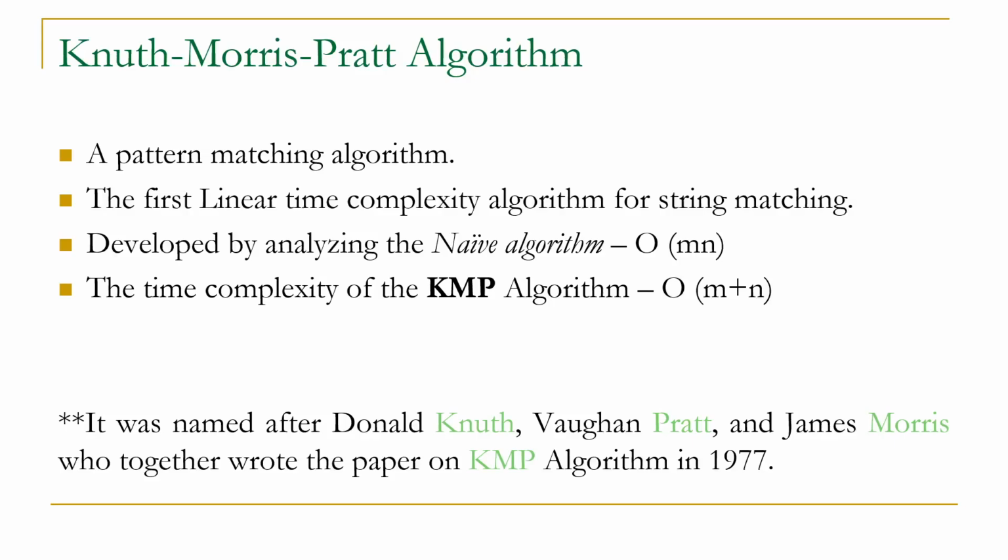The KMP algorithm is named after the inventors Donald Knuth, Vaughan Pratt, and James Morris, who wrote the paper on the KMP algorithm in 1977.